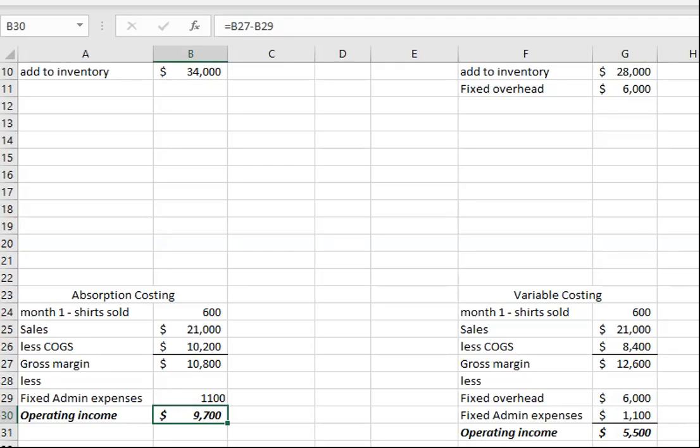And there is the discussion of why GAAP would use the absorption costing method, because the variable costing method is recognizing the true costs that were incurred.